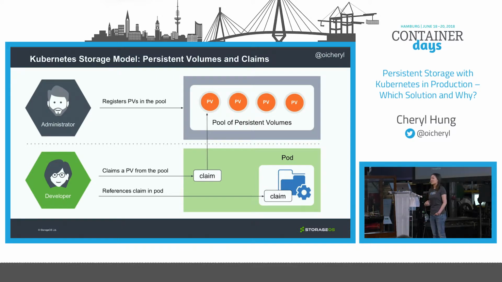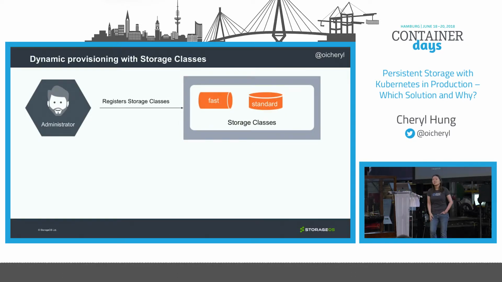But the problem with this model is this requires the administrator to create those persistent volumes in advance, which is not what we want, because we want things to be on demand. We don't ask an administrator to create a certain amount of CPUs for us. So how does it look for storage? Okay, so this is called dynamic provisioning. So instead of creating persistent volumes, now an administrator creates storage classes, and these describe a profile of storage. So you might have fast storage that's available on SSDs, and then standard storage, which is available from ordinary hard drives.